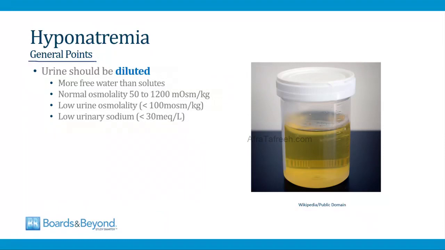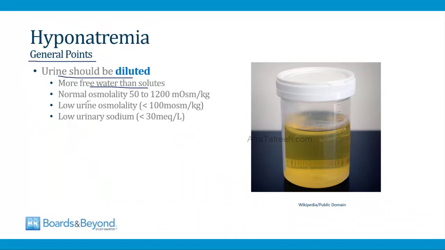To begin our discussion of true hyponatremia, let me go over some general points about how the body responds to low serum sodium. So hyponatremia is really not a problem of too little sodium, it's a problem of too much water. When there's too much water in the plasma, that dilutes the serum sodium and the level becomes low. So anytime there's too much free water in the plasma, the kidneys will respond by trying to excrete as much free water as they can, and this means that the urine should be diluted with more free water than solutes.